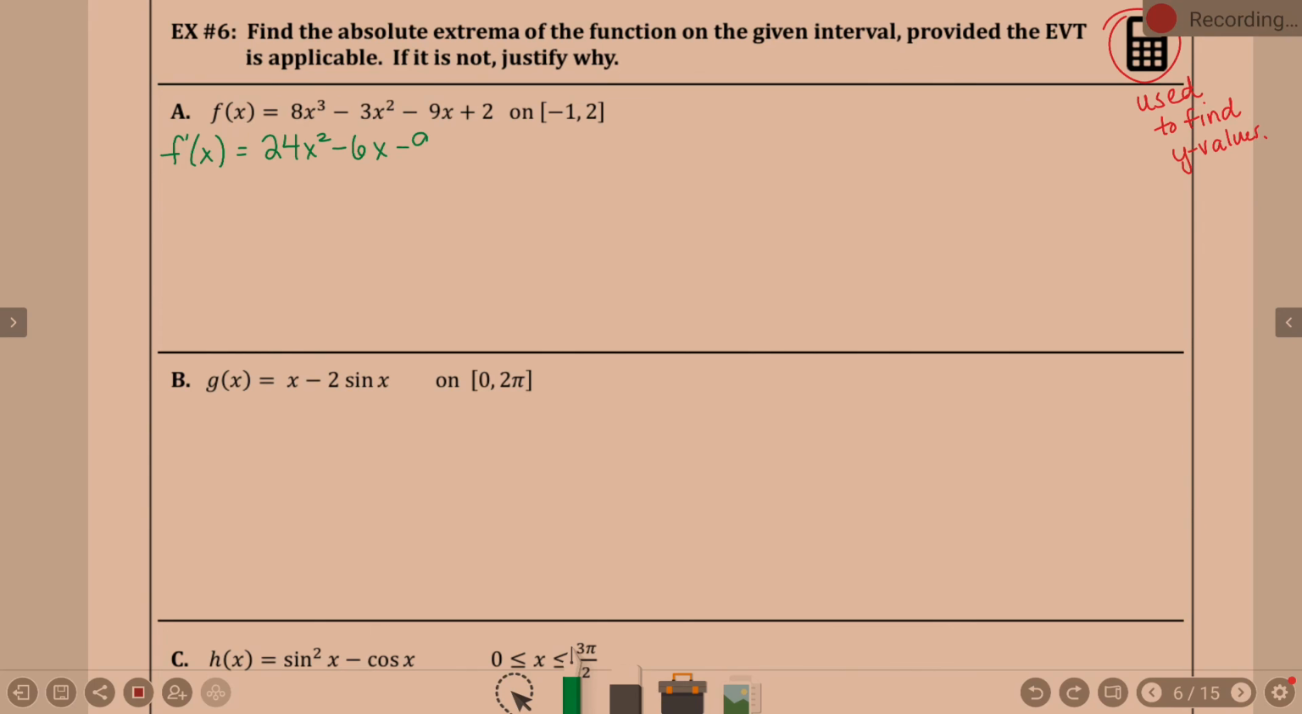Did I do that math right? 24x squared minus 6x minus 9? Yeah. Okay. Set it equal to 0. If I set it equal to 0, I see a GCF I can factor out. GCF of 3. So I have 3 times 8x squared minus 2x minus 3.